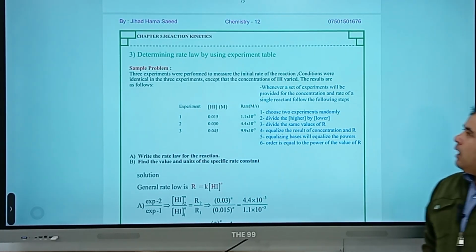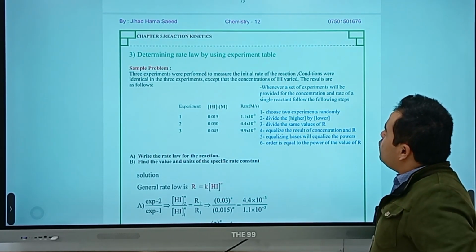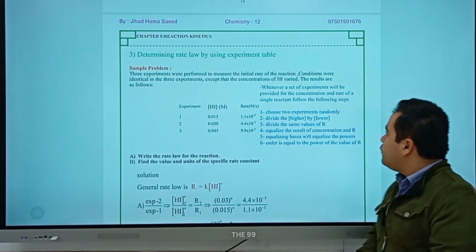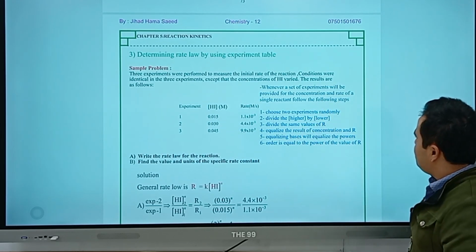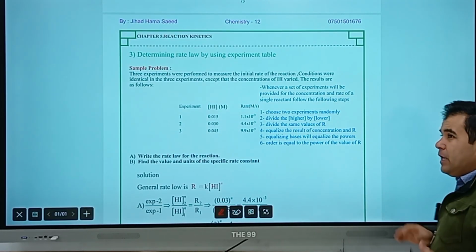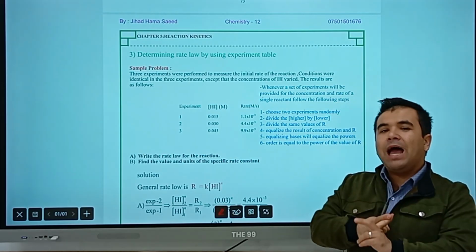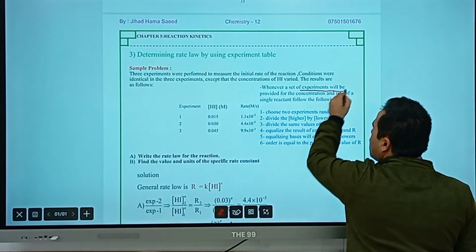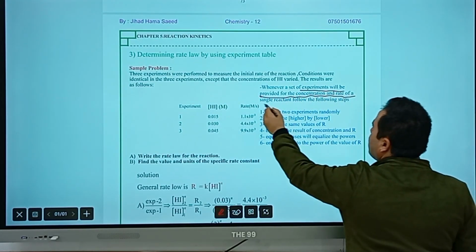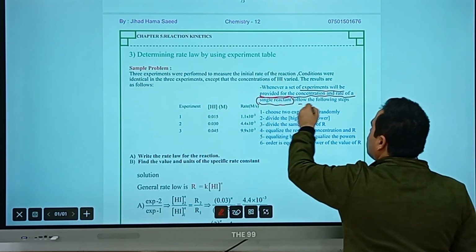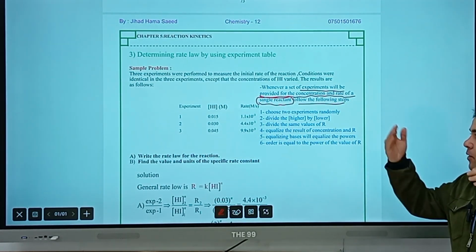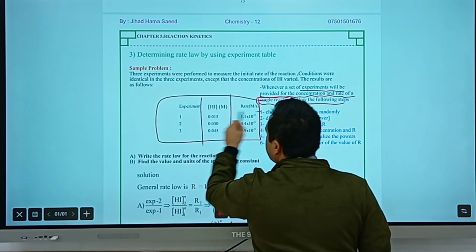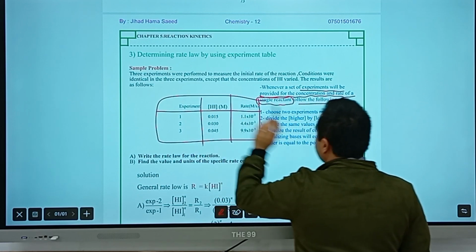Sample problem for determining the rate by using experimental data. For the experimental data, we have to follow a strategy like this, guys. We can have two types: one reactant and two reactants. Let us talk about when a set of experiments is provided for the concentration and rate of a single reactant. In this sample problem, a set of experiments 1, 2, 3 is given.